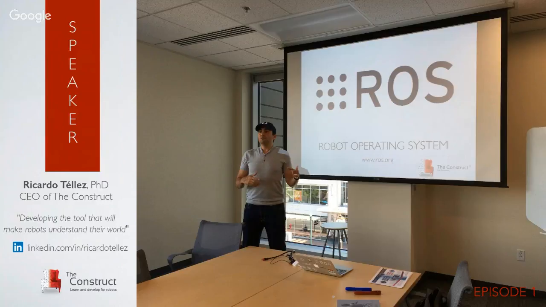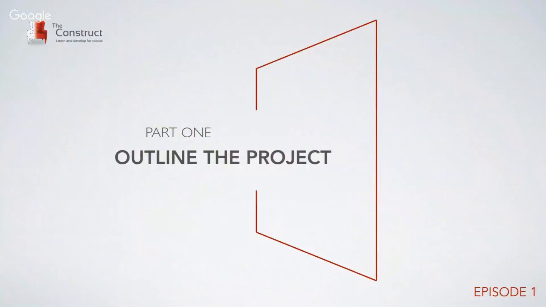Okay, so let's go for that, and let's go step by step of this method. Let's go to part number 1. The first part is the outline of the project, and this is basic. So you have to start by outlining the project in order to understand what you want to build.